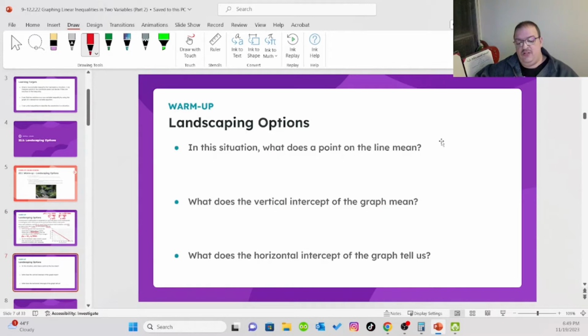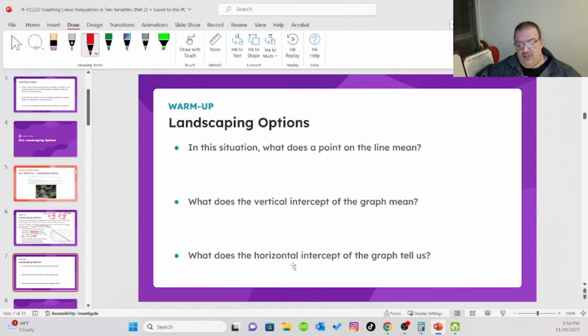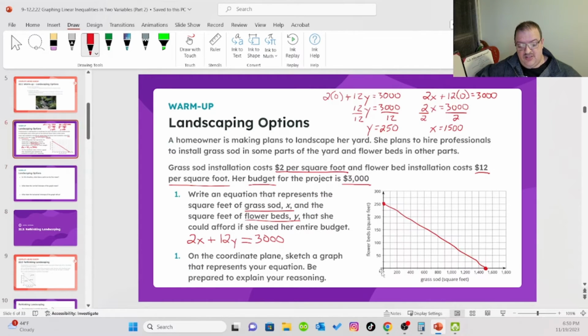In this situation, what does a point on the line mean? It means it'll make the left side equal 3,000. What does the vertical intercept of the graph mean? That means if we install no grass sod, we can install 250 square feet of flower beds. What does the horizontal intercept of the graph tell us? It tells us that if we install no flower beds, we can install 1,500 square feet of grass sod.